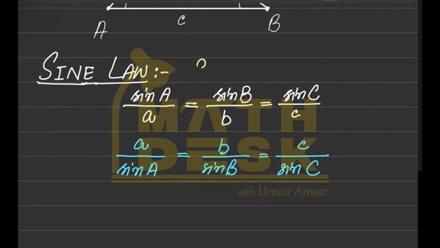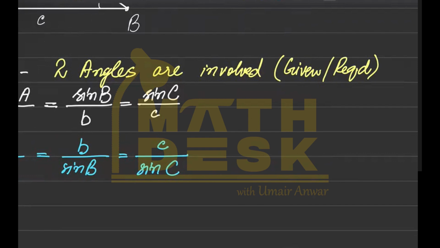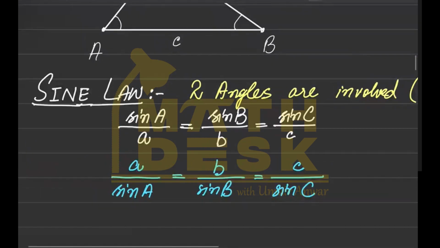The sine law is used when you don't have a right angle triangle and two angles are involved. Two angles are involved means either we are given the values of two angles, or we are given the value of one angle and the other angle is required. So whenever two angles are involved and the triangle is not a right angle triangle, the sine law is used.